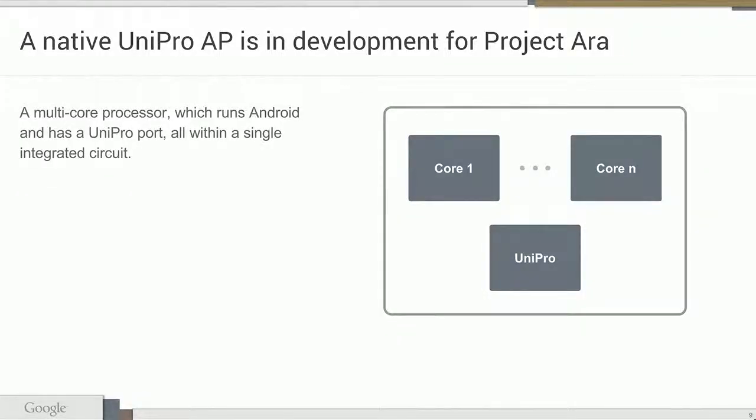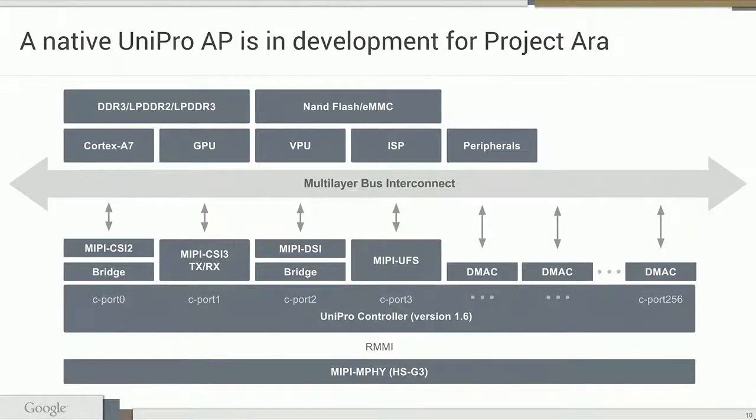So something that's in the works, we'll start with what's in the works, and then we'll move on to what we have now. Something that's in the works is a native UniPro processor. That means that the UniPro peripheral is integrated directly into the die with the processor. You can see the block diagram here.